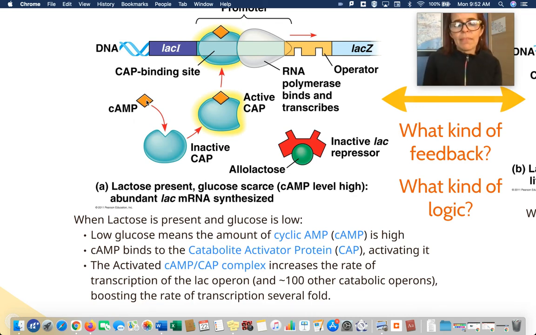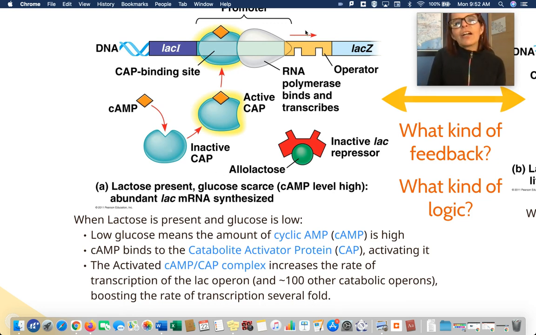Just trust me on that. The cyclic AMP, or cAMP, binds to CAP. This is the protein that's going to turbocharge our CAR, our RNA polymerase. So this is CAP right here. When they are together, when both of them are touching, the CAP attaches to the RNA polymerase. So it says the activated cAMP-CAP complex, there it is, right there, increases the rate of transcription of the lac operon, boosting the rate of transcription several fold.